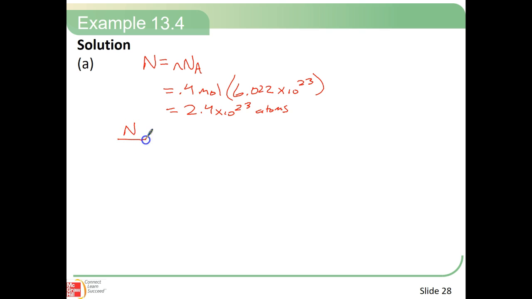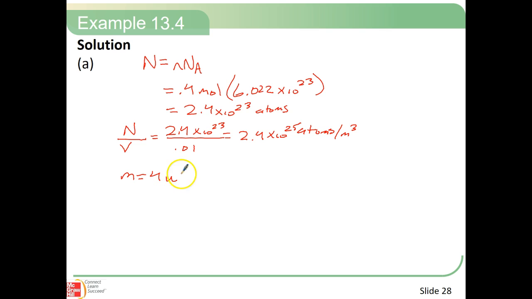Let's find out how many atoms there are per unit volume. That'd be 2.4 times 10 to the 23rd atoms divided by our 0.01 cubic meters. So that gives us 2.4 times 10 to the 25th atoms per cubic meter. And then here our molar mass is equal to 4 atomic mass units times 1.66 times 10 to the negative 27th kilograms per atomic mass unit.